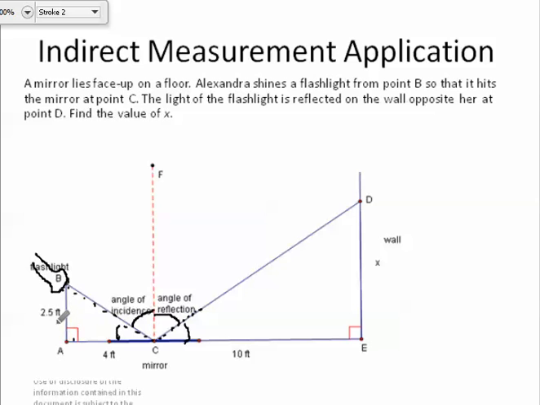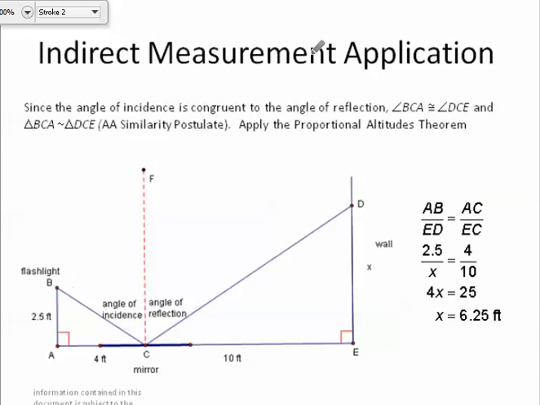So we're wanting to find how far it goes up on the wall over here. I can say 2.5 divided by x will be equal to 4 divided by 10. And when you solve that down, you're going to get that x is about 6¼ feet high. Woohoo! We found the height up on the wall.